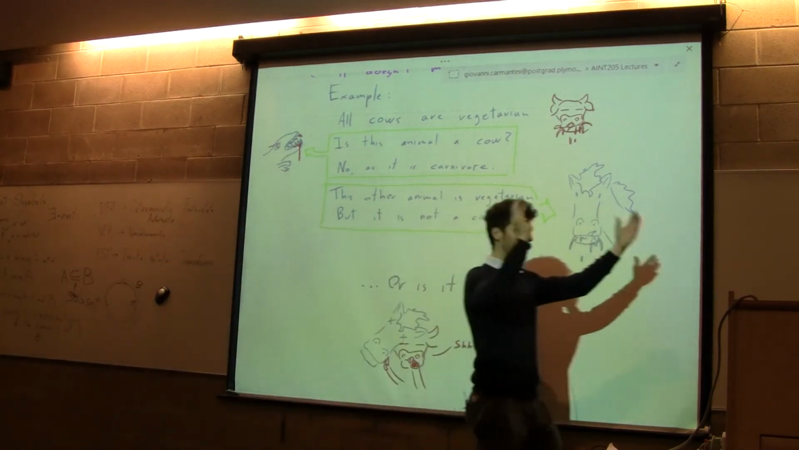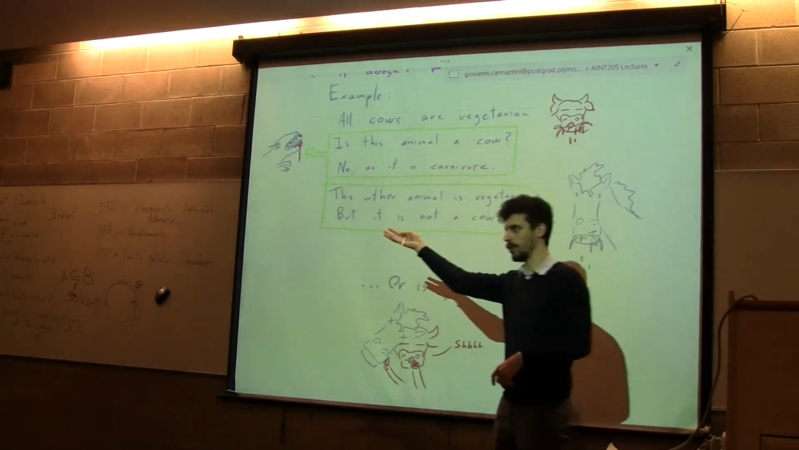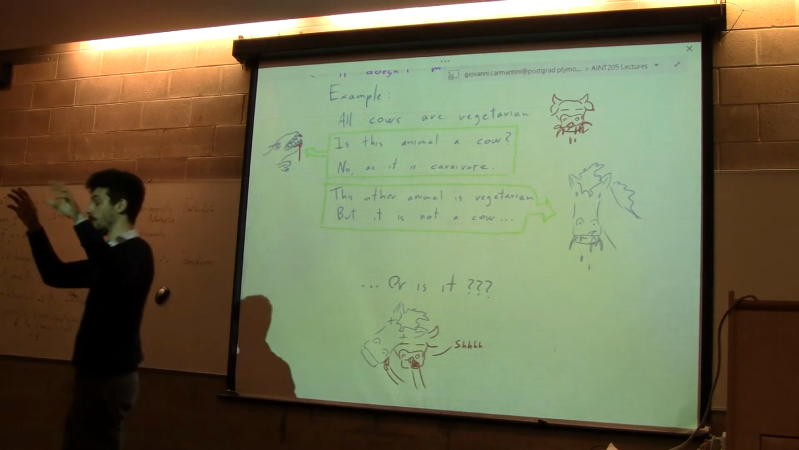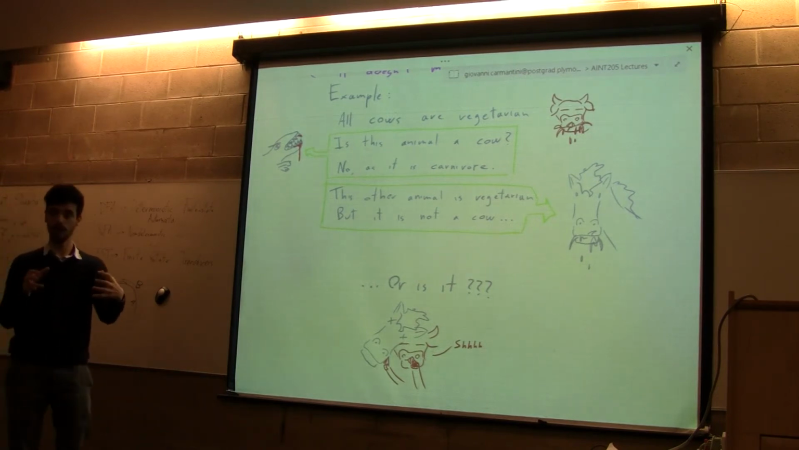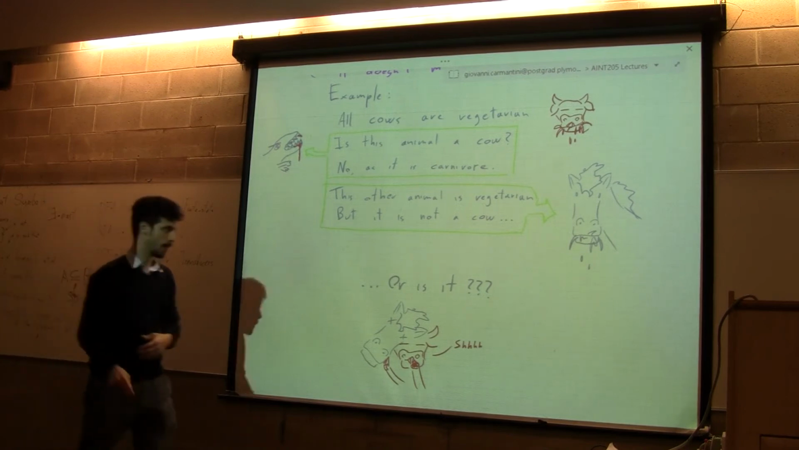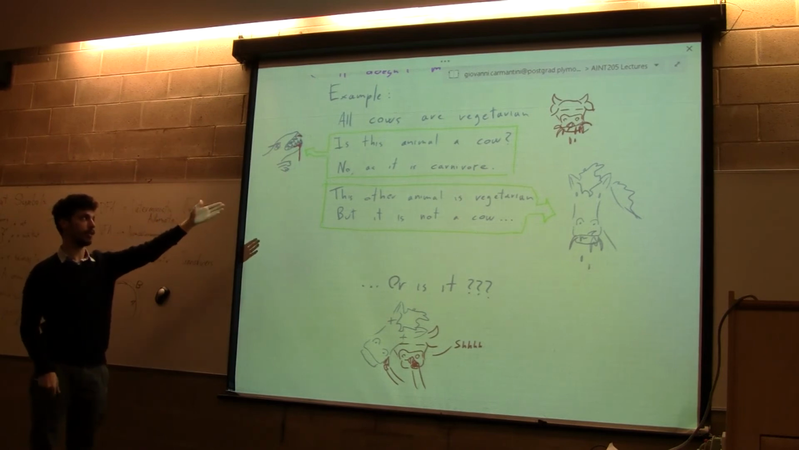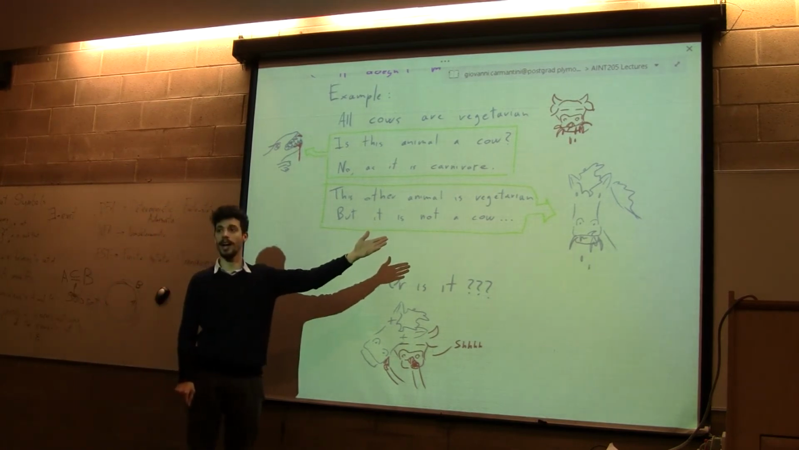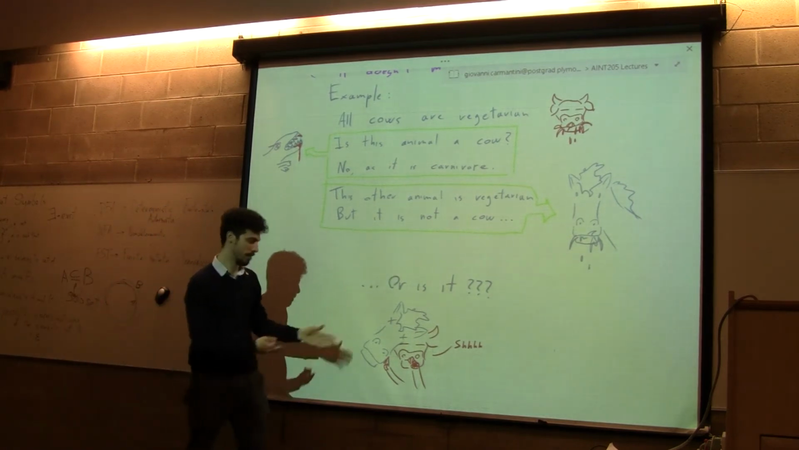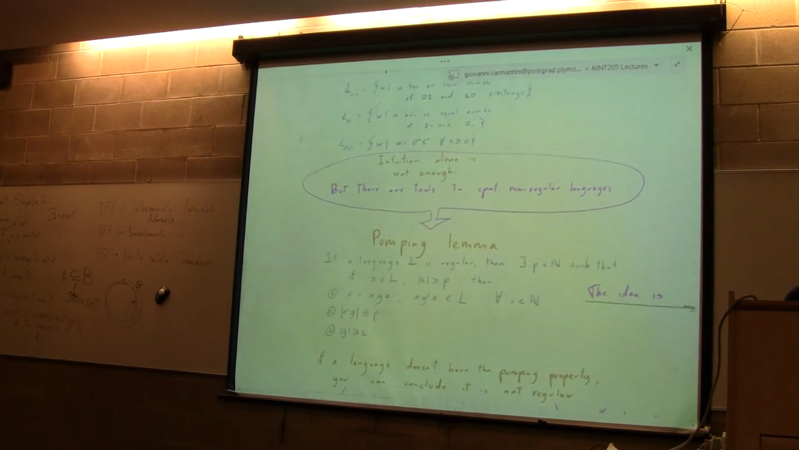All regular languages have the pumping property. That means if a language doesn't have the pumping property, then it's not regular. But that doesn't mean that if a language has the pumping property, then it's regular. It's the same as saying all cows are vegetarian. This animal is not vegetarian, so it cannot be a cow. But I can think of another animal which is vegetarian, but it is not a cow, maybe.